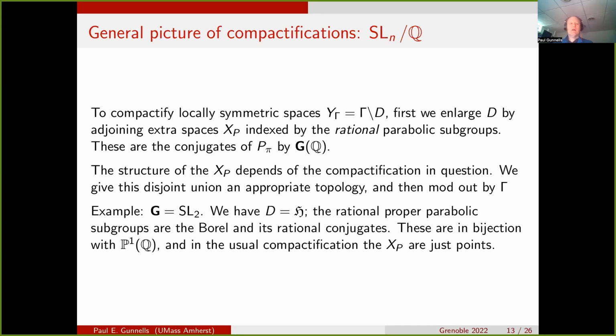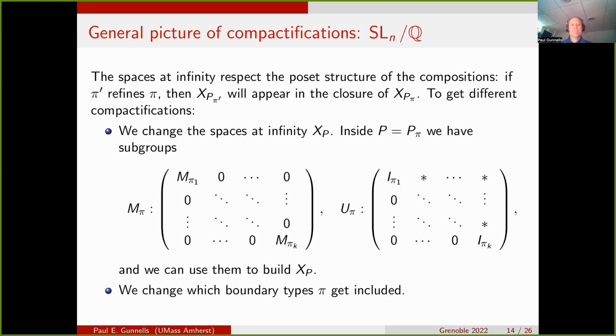There's one thing that I'm going to ignore, and that is that we're going to be taking a disjoint union of D with these other spaces, and we have to put a topology on that because we have to have a topology on the quotient. And I'm not going to really say anything about how that works. You will hear about that tomorrow, I believe, for SL2 at least. And you know what it looks like for SL2 in the cusp case. There's, in fact, what's called the Satake topology, which describes what the neighborhoods of the points at infinity in the upper half plane look like. Okay, so I won't say more about that, just that this is the general idea: indexed by rational parabolic subgroups, what you take depends on the compactification you're trying to make.